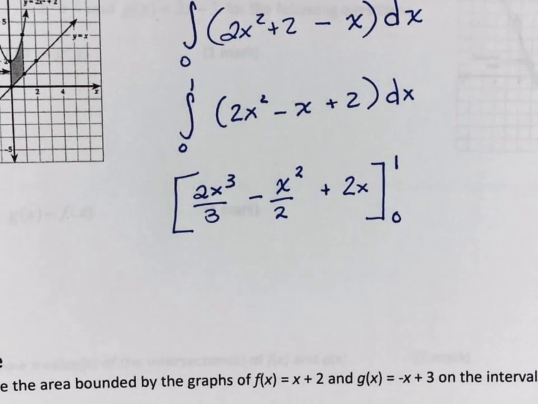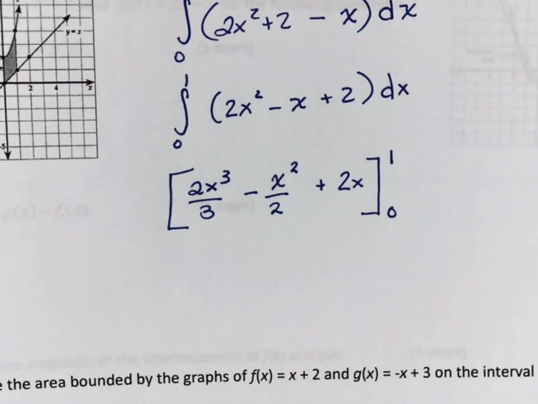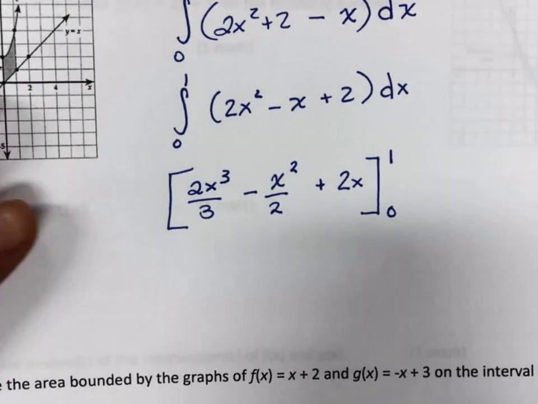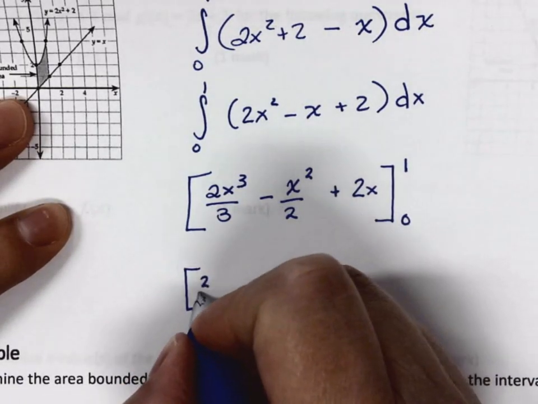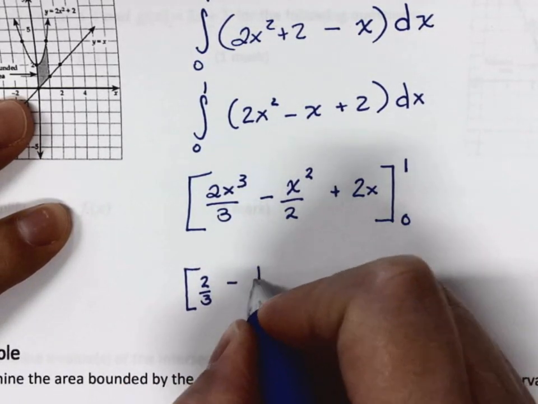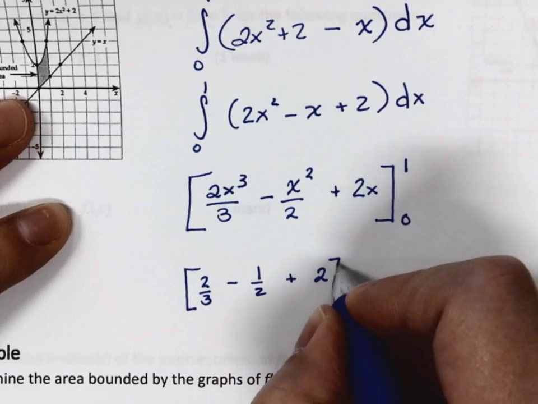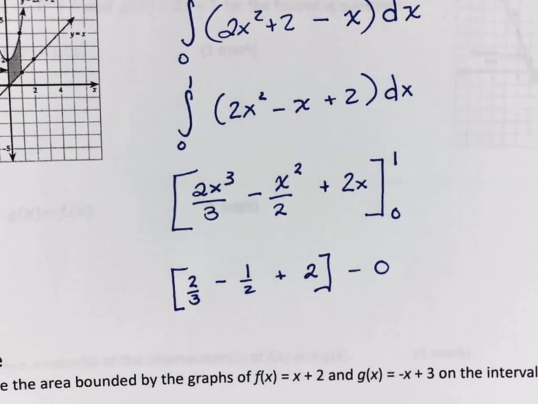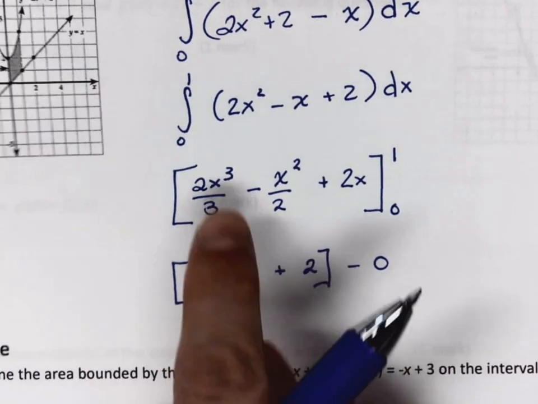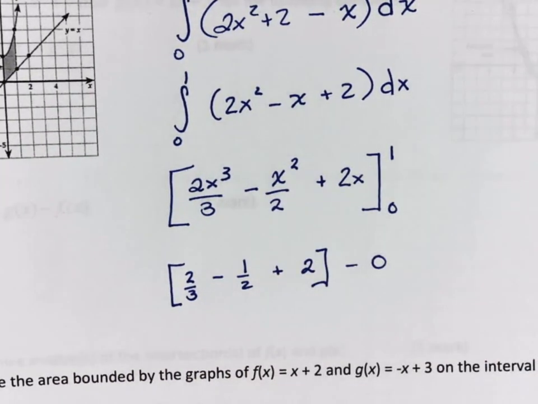What's the nice thing we know about the lower limit? It's 0. So at least we can do that in our head. And the upper limit's positive 1, which is nice. So we're going to have 2/3 minus 1/2 plus 2 minus 0. I'm not even going to do the math on the lower limit. There's an x in everything, so I know that these are all going to be 0. We don't have to show that.